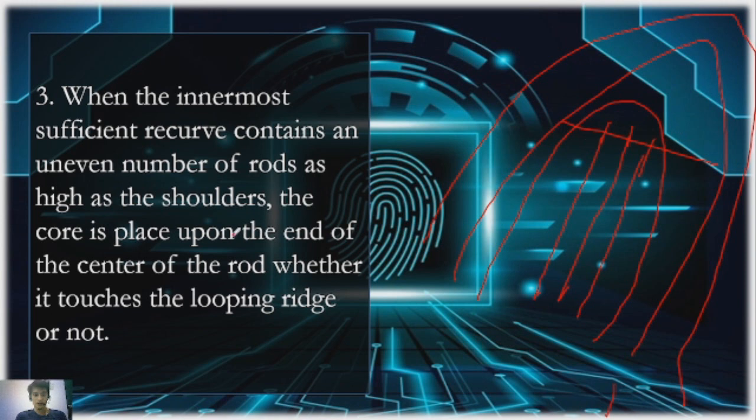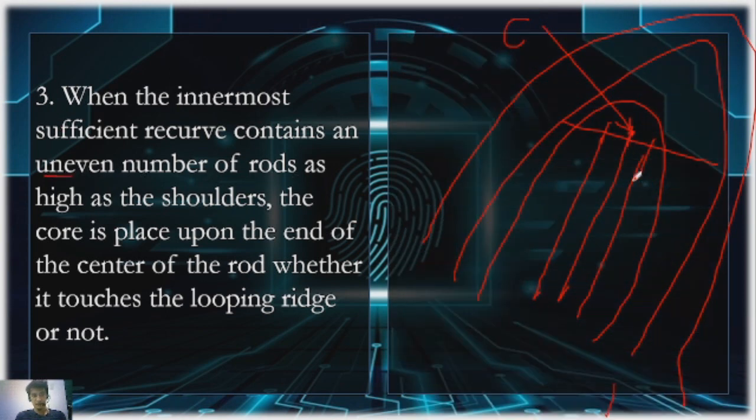So with that, the rule says the core is placed upon the end of the center of the rod. Okay, so we are going to place the core in here. It's the one that is on the center. So the core is located in here. That is what we are going to do in a situation where there is an even number of rods.